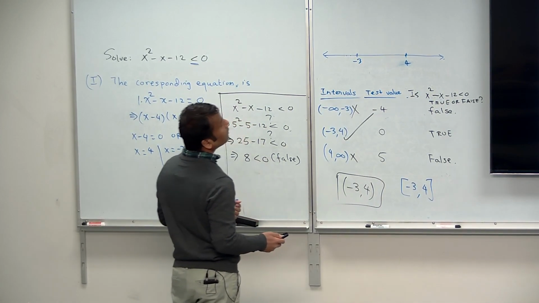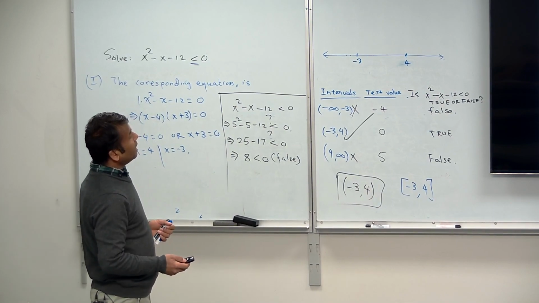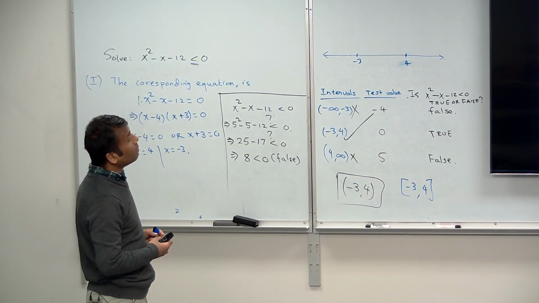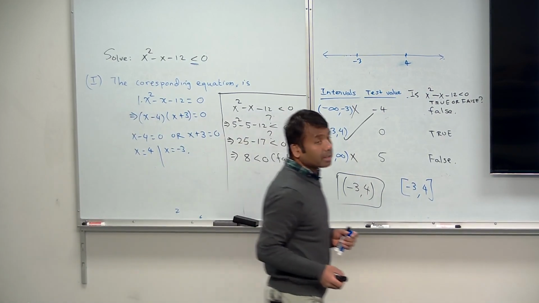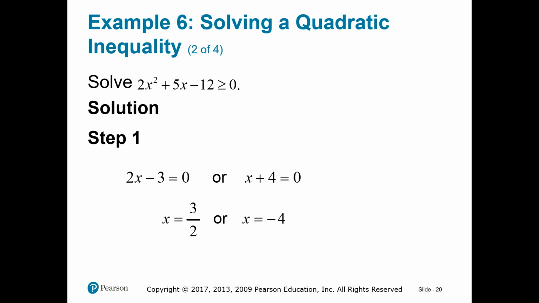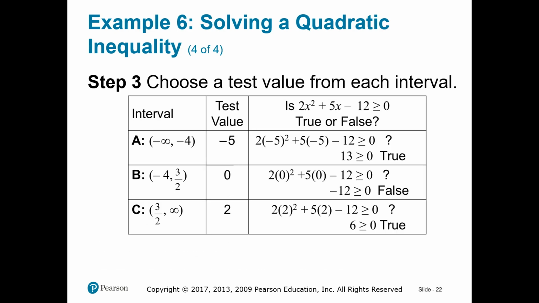Okay. So this is this, and it's pretty much the same thing here, guys. Is 2x squared plus 5x minus 12 is greater than or equal to 0. We follow the similar process. We follow the similar process. And you see, it's pretty much the same thing.